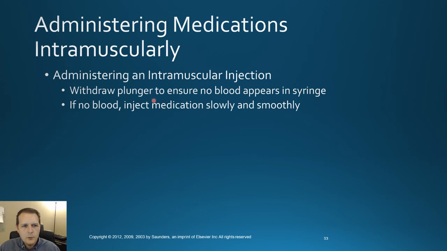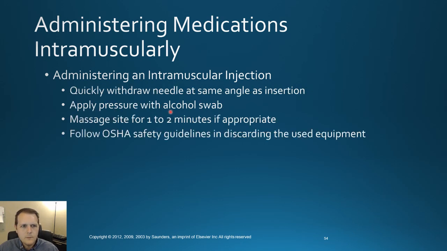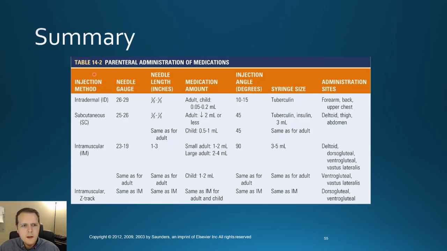Make sure that you pull back that plunger there, make sure no blood appears in the syringe to make sure you're not in an IV site, and if there's no blood, then you go ahead and inject the medication slowly and smoothly. Then withdraw the needle at the same angle of insertion, apply pressure with the alcohol swab, and then you can massage the site if it's appropriate for 1 to 2 minutes or so, and then discard your stuff into the sharps container.